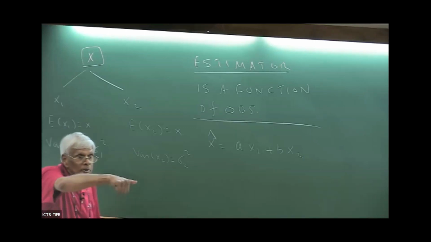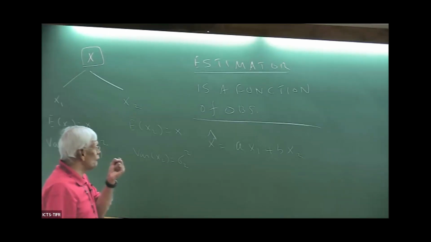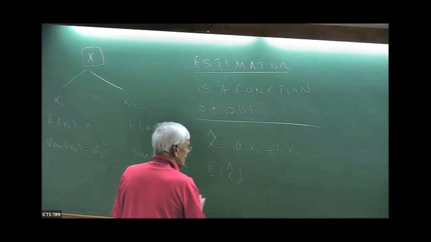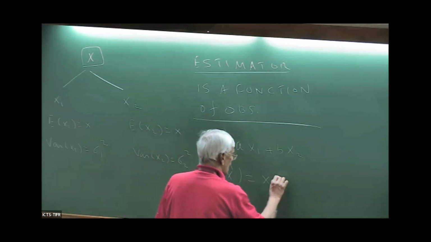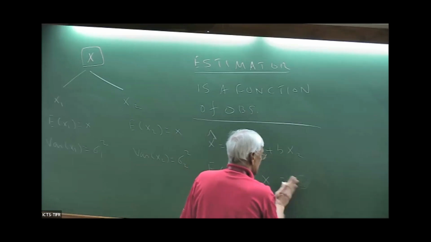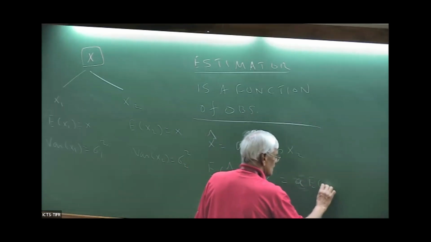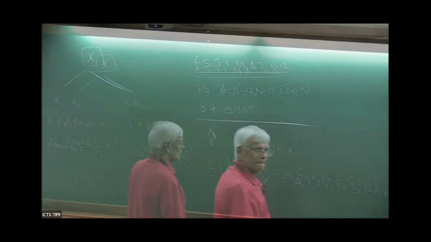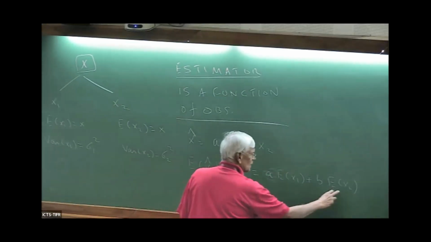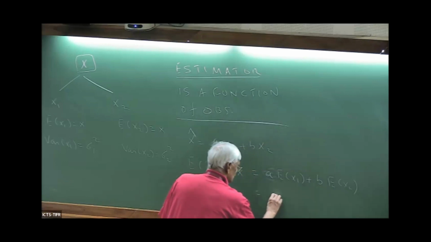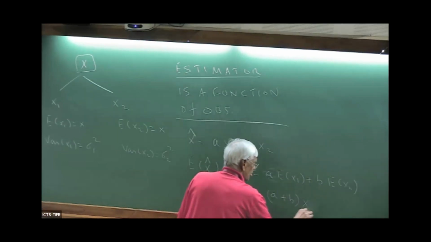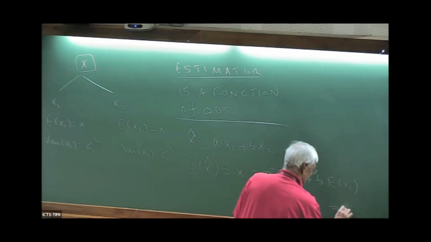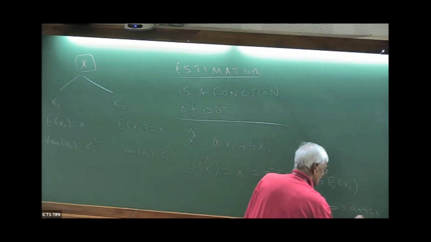Now I'm going to talk about U. In order to force U, what is it that I need to do? E of x hat must be equal to x, and that must be equal to a times E of x1 plus b times E of x2. But this is x, this is x. This is a plus b times x. So x must be equal to a plus b times x. That implies a plus b must be equal to 1.